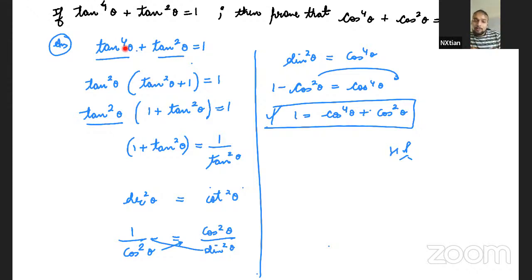Okay. Now the power 4 is there. Out of this, 2 is out, so 2 will remain. Now whole tan square theta is out. So what will remain? Only 1 will remain. Understood? What I did, you understand?